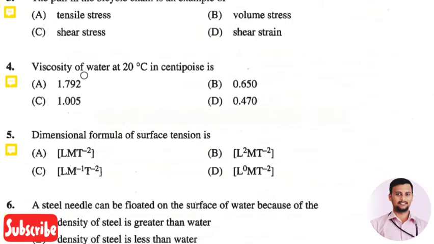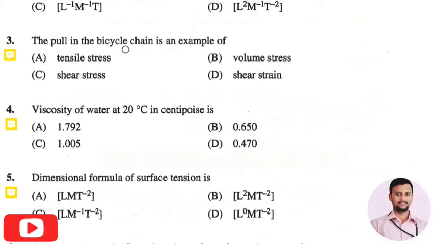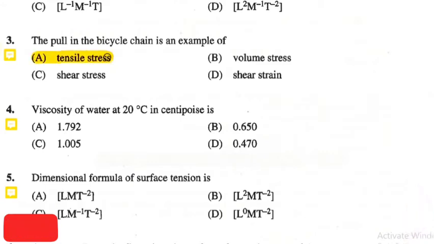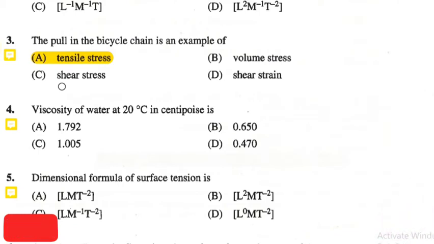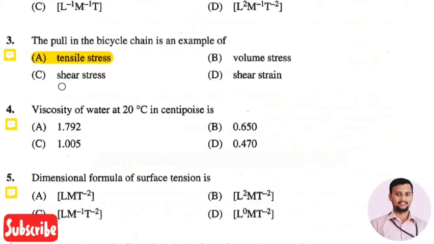The next question is: the pull in the bicycle chain is an example of, the right answer is option 1, that is tensile stress. So what is tensile stress? When a force is applied on a body, if the material expands or elongates in the direction of the force, that is a tensile force. Now in the bicycle, you try to pull the chain continuously between the gear wheel at the pedal side and the wheel at the rear. So a tensile stress is developed at this point. So the pull in the bicycle chain is the best example of tensile stress.